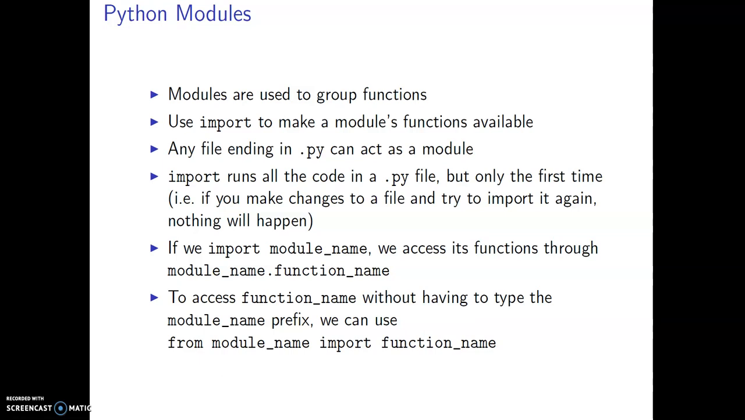To access the function name without having to type that prefix of the module name, we can use the following script: from module name import function name. Then if you know you're going to call that function name 20 times in your script and you don't always want to write module name dot function name, you can use this as an alternative. It makes it more permanently available.